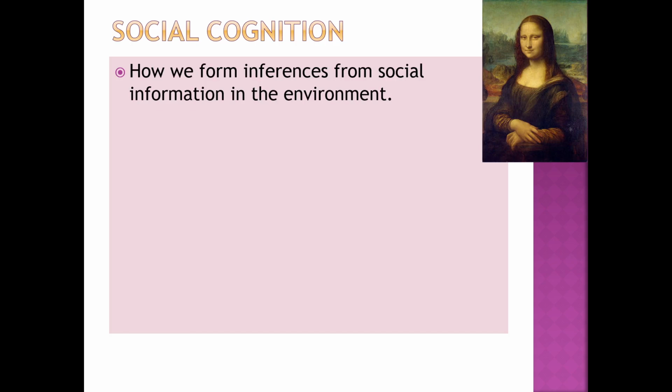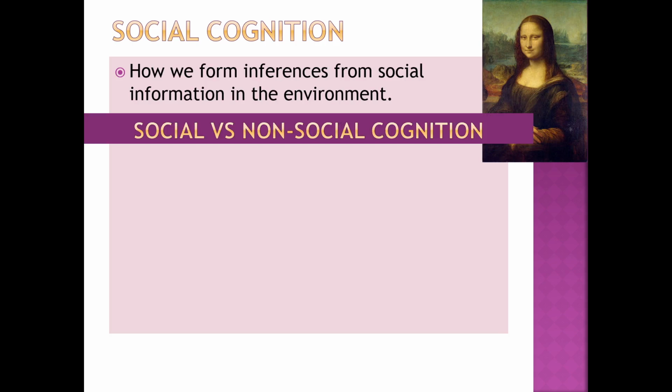Inferences are usually going to be based on previous experience, your knowledge base, things like that. Not necessarily based on what exactly is going on right now with this person or in this group, but instead based on your storehouse of knowledge and experience. So let's talk a little bit about what is social cognition versus what is non-social cognition.